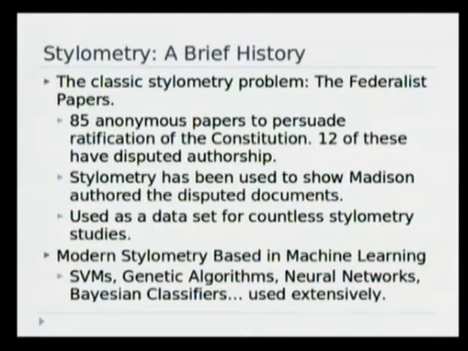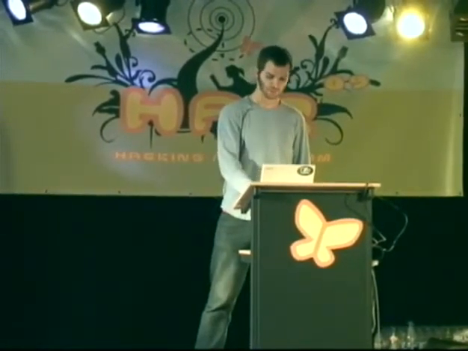Modern stylometry was mostly done originally using various statistical techniques, but modern stylometry has its roots in machine learning, using classifiers such as support vector machines, genetic algorithms, neural networks, and various other artificial intelligence techniques. I'll go over a little bit later on in the lecture what machine learning is for anyone who's unfamiliar. But these techniques are used extensively, and it's been a very strong point of success for AI because these techniques have been very successful in general.